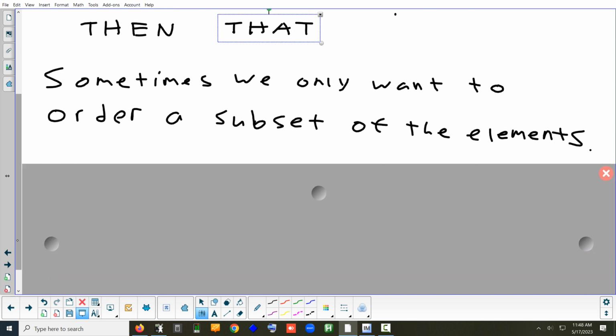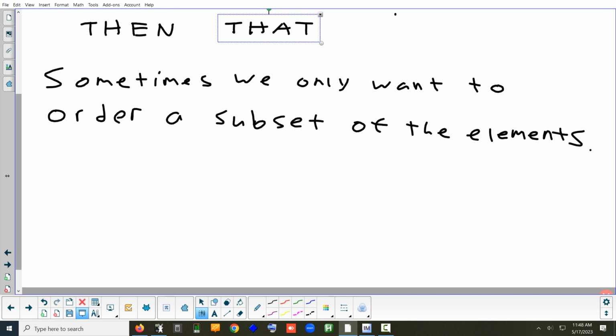Now, sometimes we only want to order a subset of elements. That means, like, let's say I had 8 runners in a race, and I want to know how many ways the top 3 could finish. I don't care about anything after the top 3, just the top 3. So that's an ordering of 8 elements, but I'm only looking at 3 at a time.